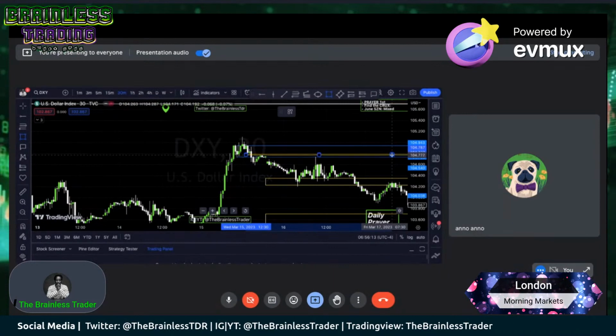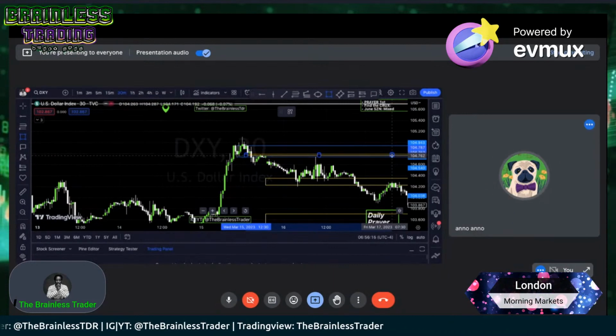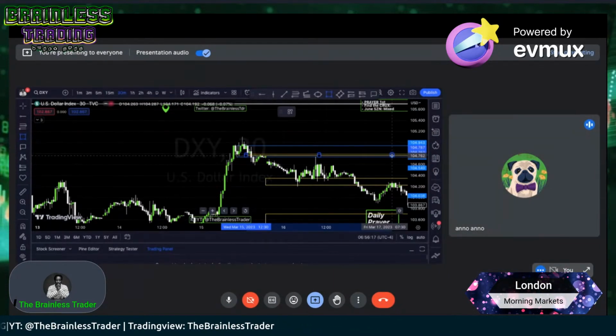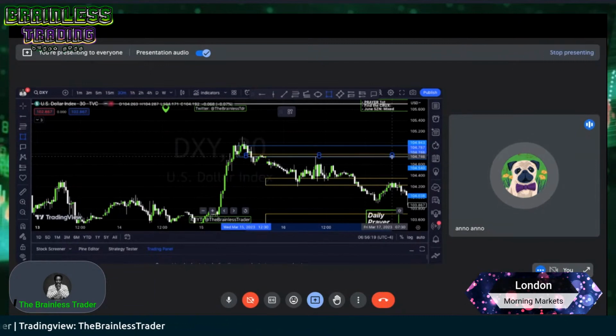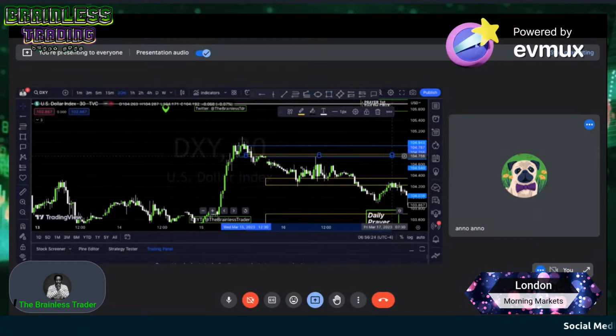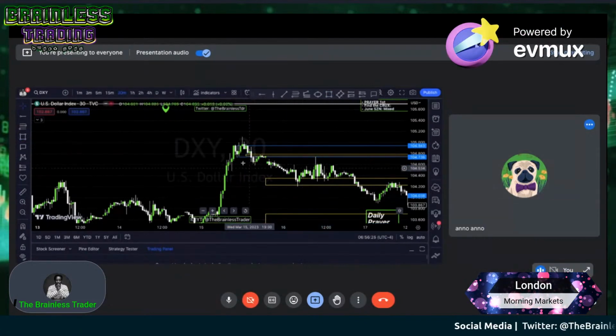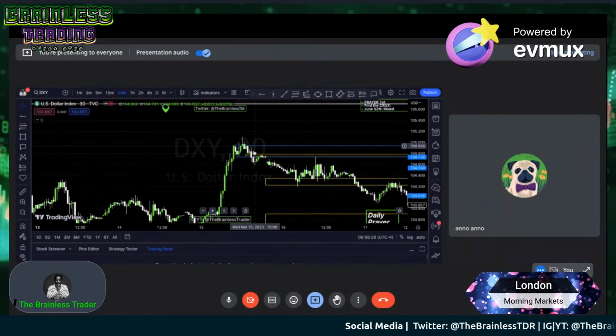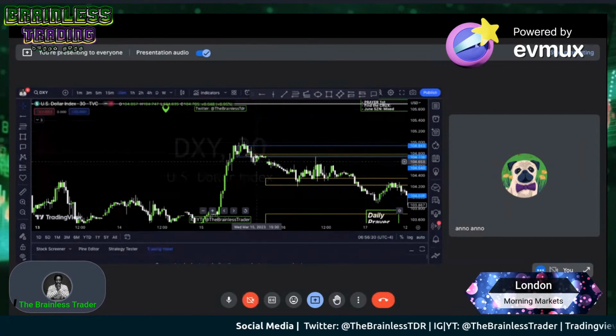Now, for the breaker, right? It doesn't have to be flush inside the fair value gap. It just has to be a fair value gap present. Yeah, the fair value gap could be up here, it could be down here. It just has to be in some way near the breaker.